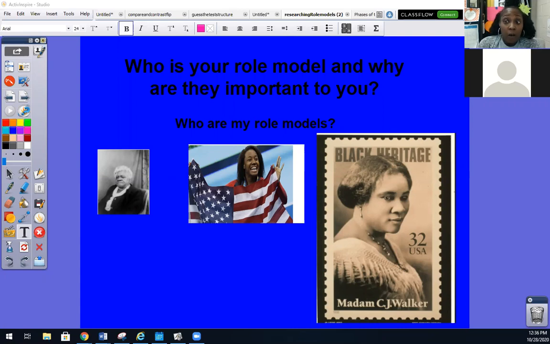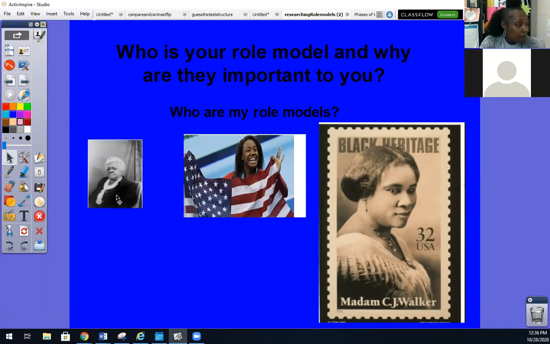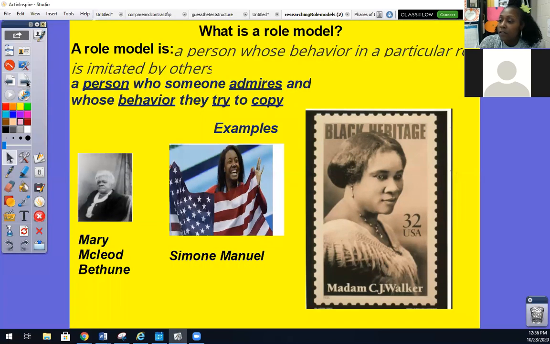So first we're going to talk about who is your role model and why are they important to you? In order to talk about that, I'm going to talk about my role models. I have three people here. This person happens to be Mary McLeod Bethune. This is Simone Manuel. And this is Madam C.J. Walker. And I have very good reasons why these people are my role models.